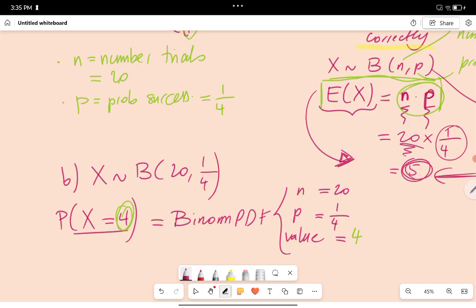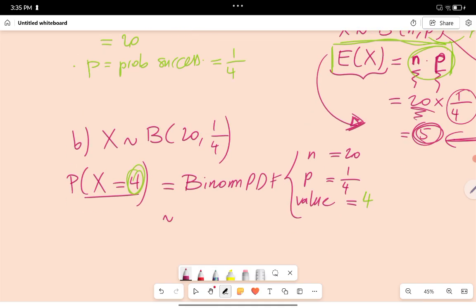And then what comes out? This is approximately 0.190. So there's approximately a probability of 19% that this boy Jack is going to answer 4 answers correctly. Okay? Okay, so this is question B with the binomial.